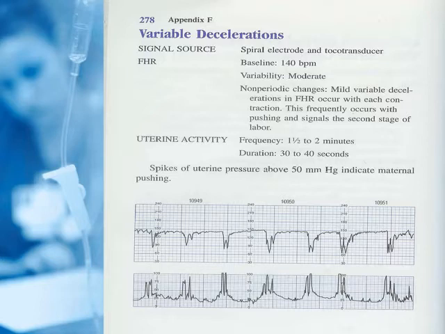Look at these. These are really obviously W's, right? See how quickly down and up? You see how they're different than the other types of decelerations? I showed you earlier this is the uterus.